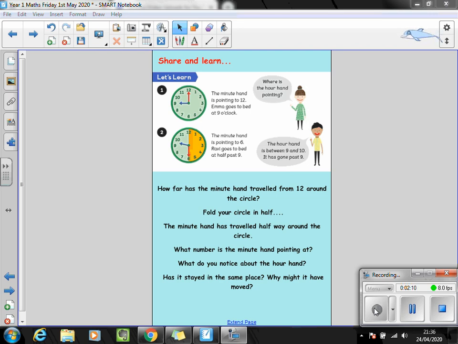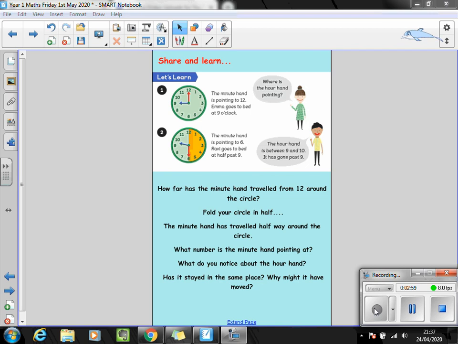If we look at clock number 2, we can see that the red minute hand is now pointing to the 6. It's gone past the 12 all the way round to the 6. When the red minute hand points to the 6, we know that this is half past an hour because it's gone halfway round the clock face. We can see that the blue hour hand has gone just past the number 9 but hasn't yet reached number 10. That means the time shows 9:30. It is half an hour past 9 o'clock.